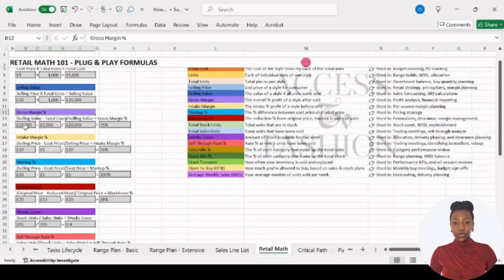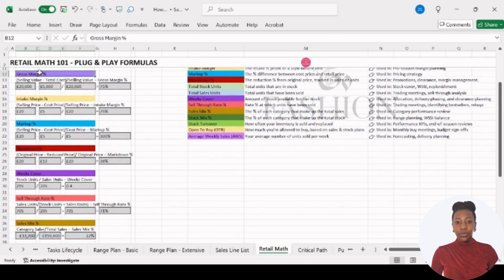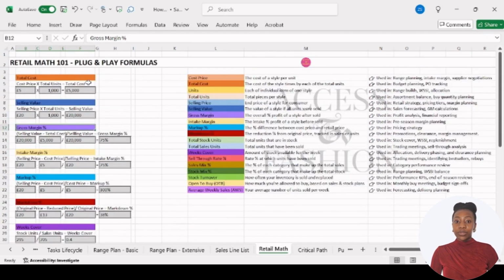Now we've got your gross margin. So I'll just go up a little bit. Your gross margin as a percentage. Now what your gross margin is, it's your selling value minus your total cost and then divided by your selling value again. Because basically what this is, how much up from this value here of your total cost do we get to here, your selling value.